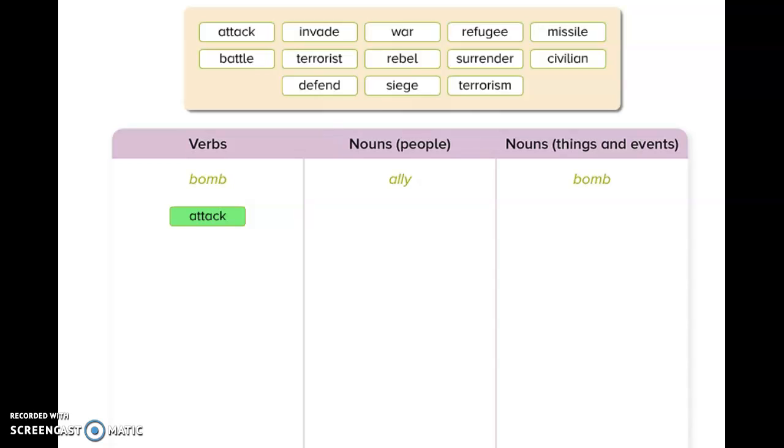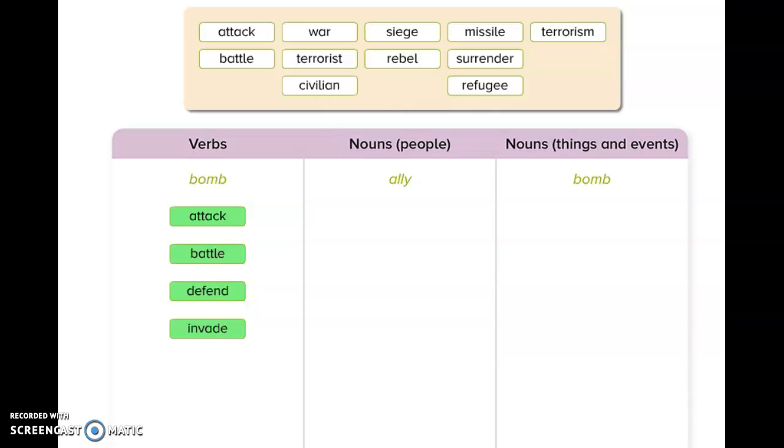that is a verb. Bottle is a verb. Defend is a verb. Invade, rebel, and surrender.